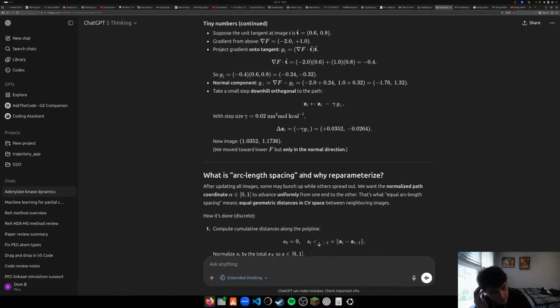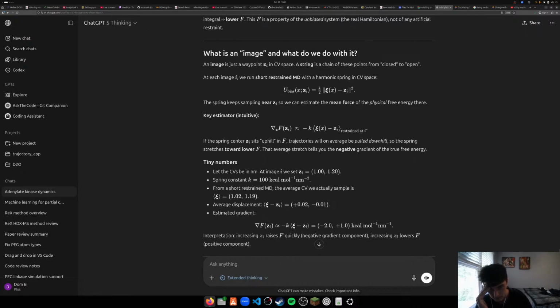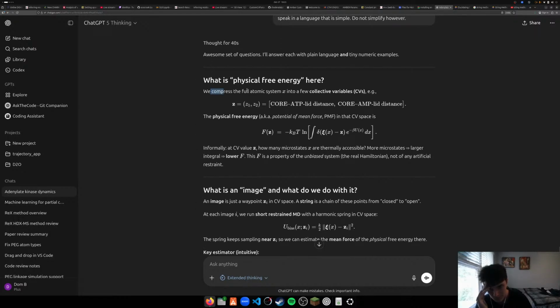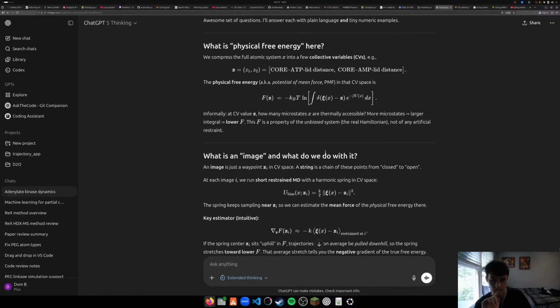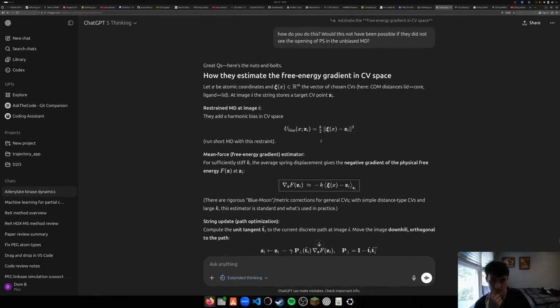Okay, I think I'm getting it a little more now. I don't know why more microstates lead to a larger integral. Hmm.